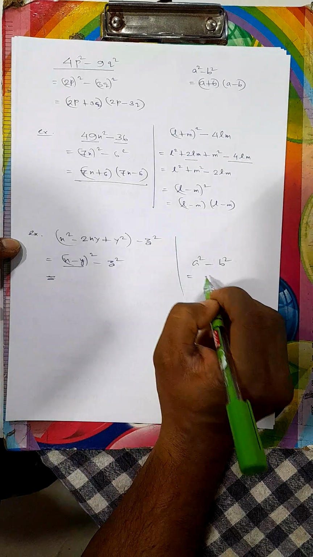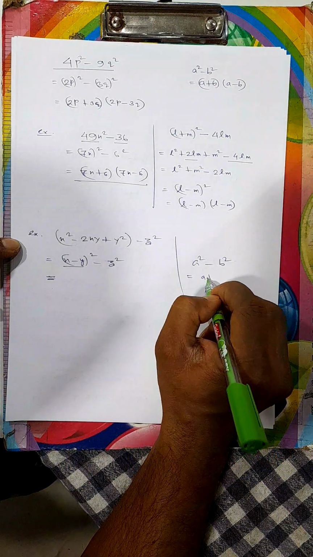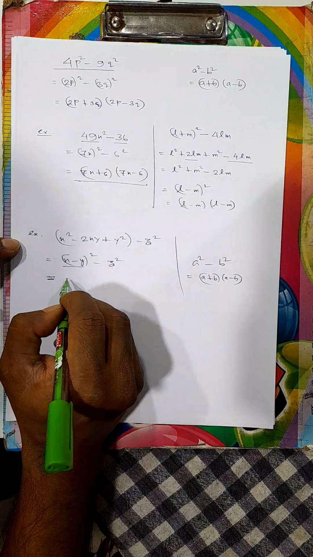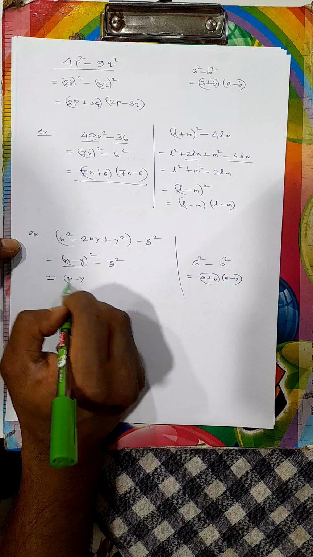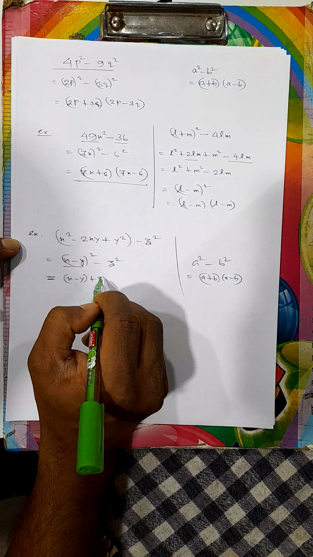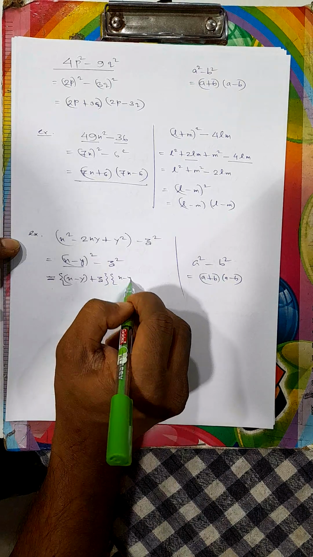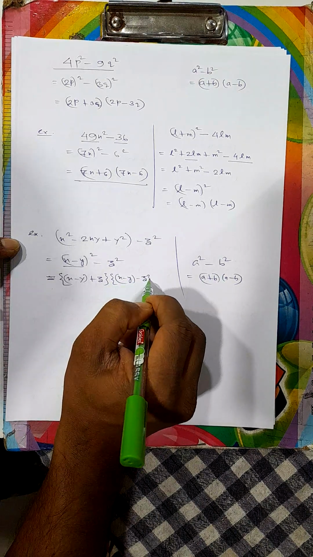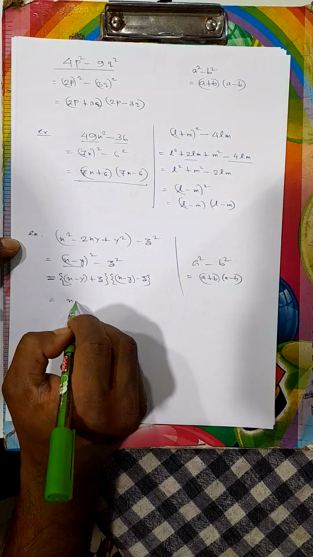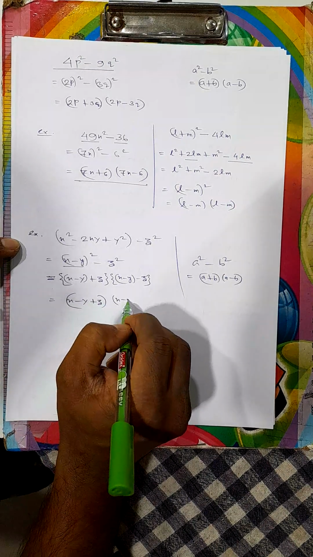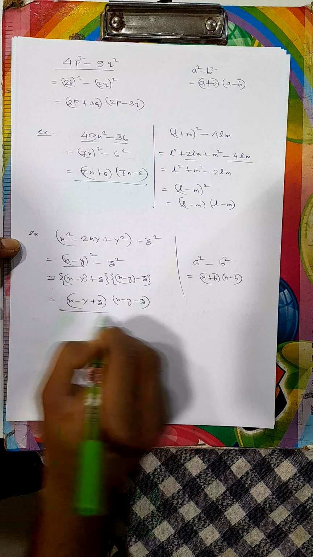So what are the factors of a square minus b square? a plus b, a minus b. So here a means x minus y. a plus b, then a minus b. So if you simplify this, x minus y plus z and x minus y minus z, right?